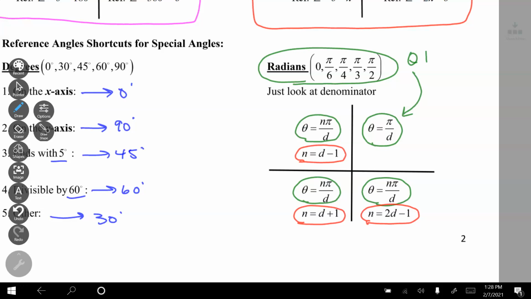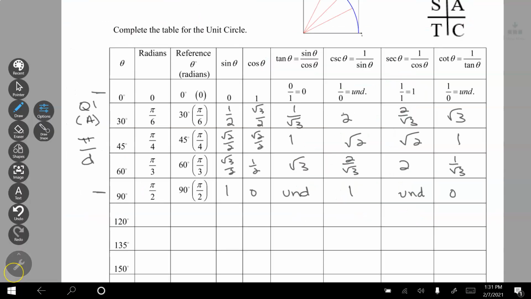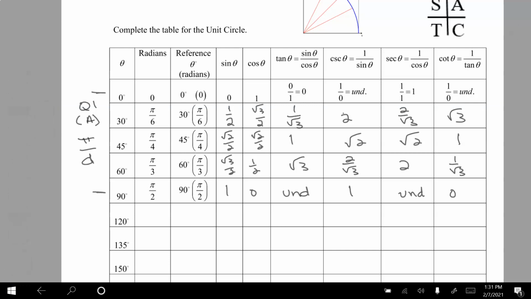So when I want to figure out 7 pi over 6, its reference is going to be pi over 6. I only have to look at the denominator. And 7 pi over 6, and 7 is one bigger than 6, it is in quadrant 3. So this is the exact same table we did the other day, except we're going to add radians to this. Figure out what are all the radians for all this.